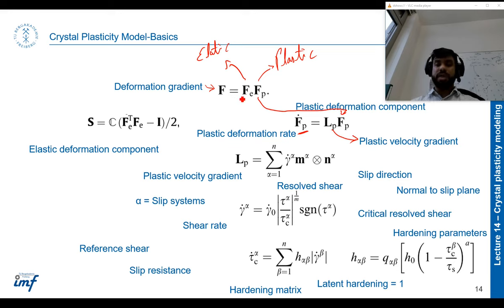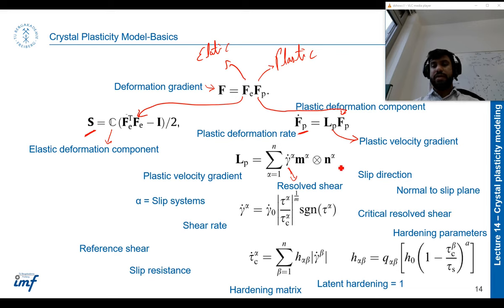Let's talk about the elastic behavior. So the elastic behavior of the material depends on the applied stress and elastic deformation component, which has the constants. So this is a matrix of how the material would behave when a stress is applied. And from here we can calculate this Fe. And for the plastic velocity gradient, we have this term, which requires resolved shear.